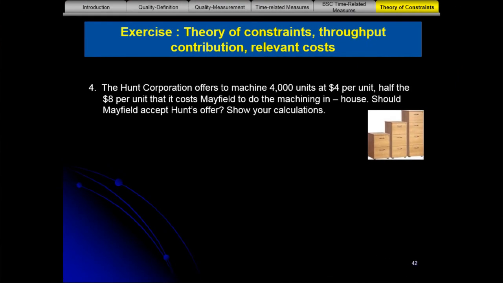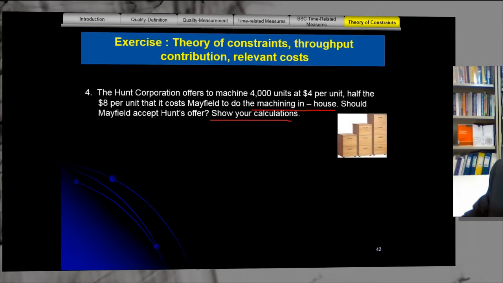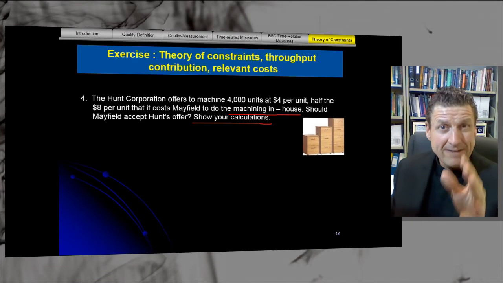Hunt Corporation offers to machine 4,000 units at $4 per unit, half the $8 per unit that costs Mayfield to do the machining in-house. Should Mayfield accept Hunt's offer? Show your calculation. Let's have a look at the objective function here.